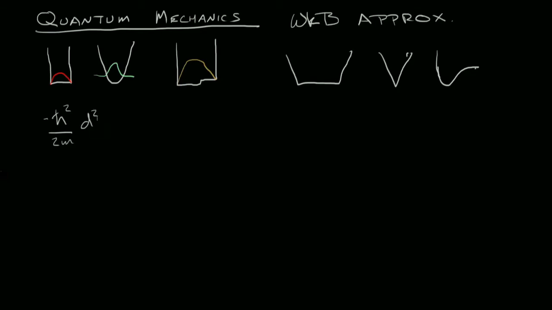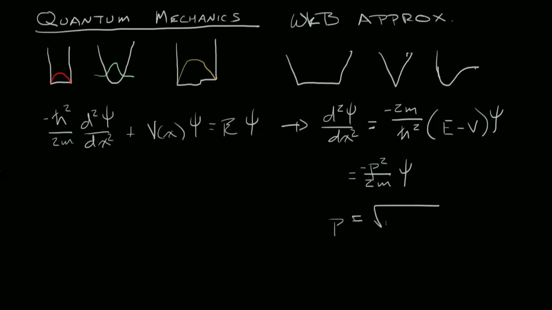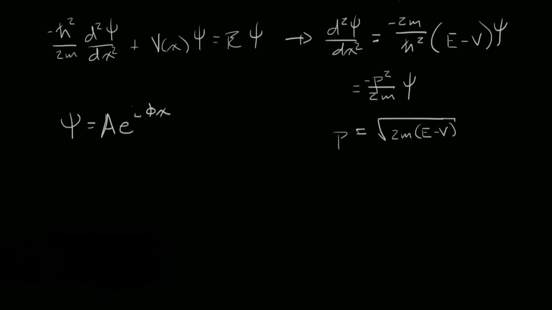To explore this further, let's review Schrodinger's equation. As you can see, I've written it in such a way to make E minus V explicit. If I wanted to take it a step further, I'd define our momentum p in classical terms as the square root of 2m times the quantity E minus V. And we've worked enough with this equation that we know that the wave function will be of the form A e to the i phi of x.